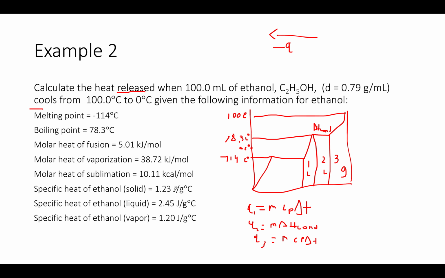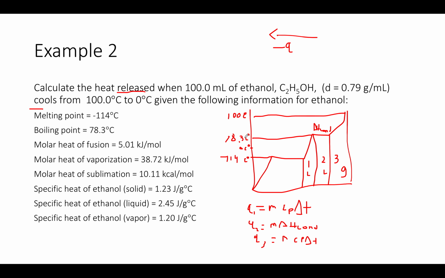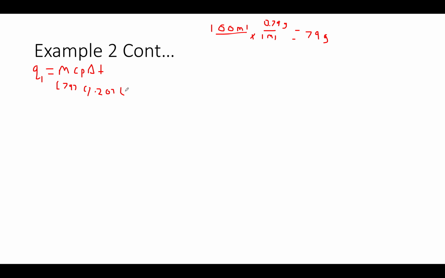Specific heat, the vapor, we're in a gas. So 1.2. Change in temperature. Final temperature 78.3. Initial temperature 100 C. So we have a change in temperature of negative 21.7 C. Q1 equals negative 2,057 joules. And it's good that it's negative because it's an exothermic change.